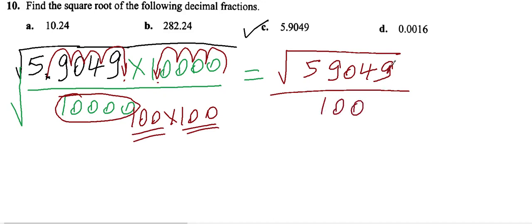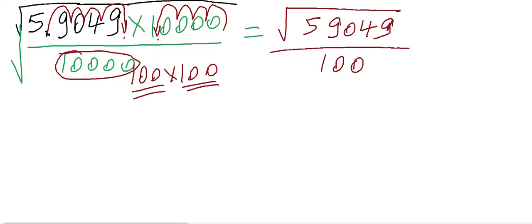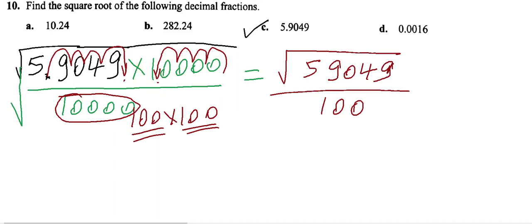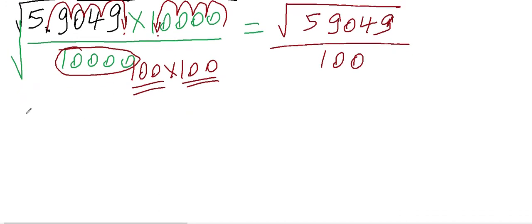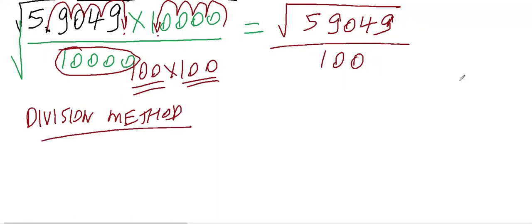Now this number is a very big number. Okay. So whenever the number is very big, how do we find the square root of a very big number? By another method called the division method. Division method. That's what I am going to explain to you now. Pay attention.